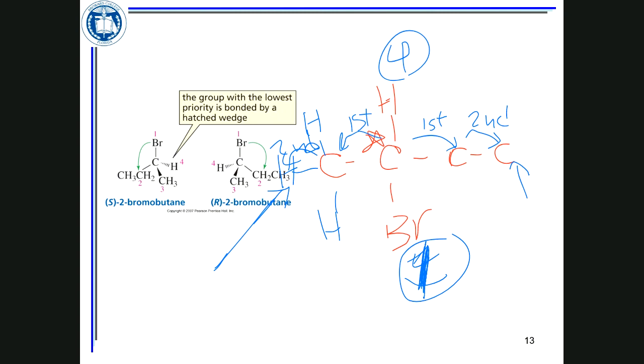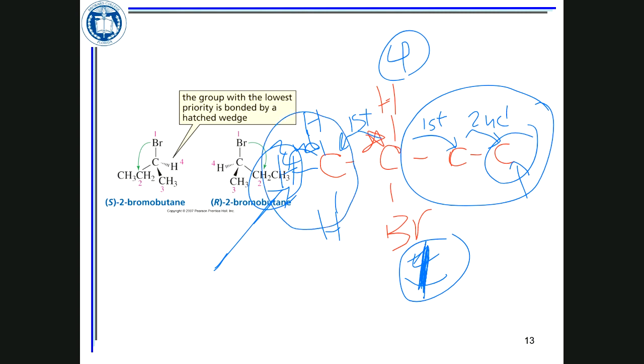Which one takes the priority? The one that is heavier. So the point of difference was here, carbon compared to the hydrogen. That's why ethyl, in general, takes higher priority compared to methyl. Did I answer your question? Perfect. Okay.